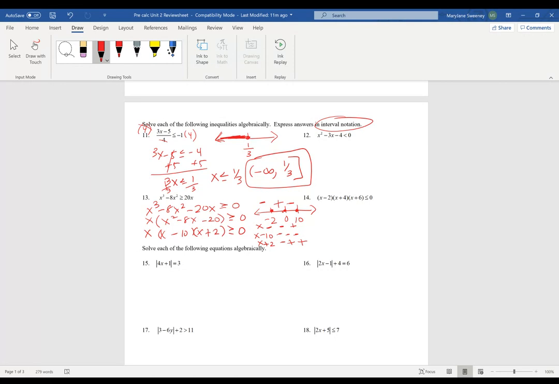And then I'm picking to the right of 10, which is 11, and that would be positive. Okay. Now, greater than 0 means I want where the positives are. So my answer would be hard bracket -2 to 0, then 10 to infinity.